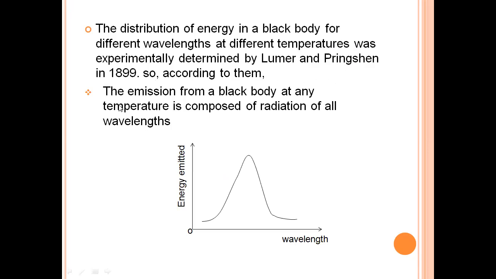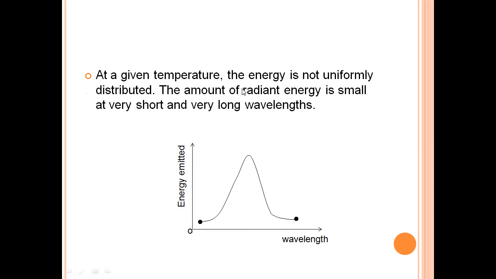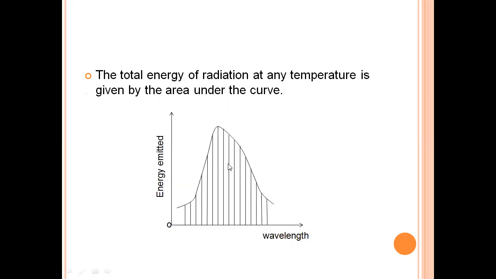According to them, the emission from a black body at any temperature is composed of radiations of all wavelengths. At a given temperature, the energy is not uniformly distributed, but it will be small at very short and very long wavelengths. And the area under the curve will give you how much energy is radiated at that particular temperature T.